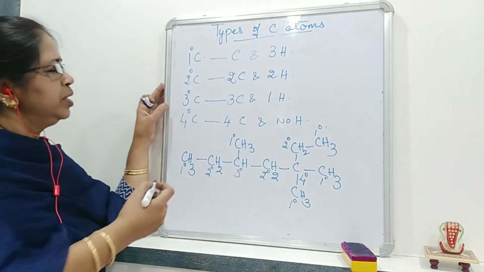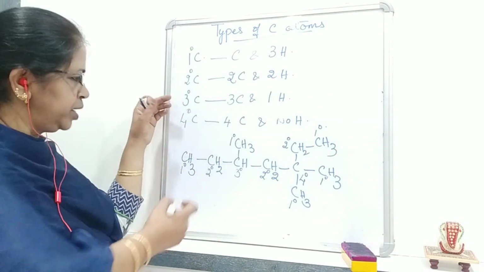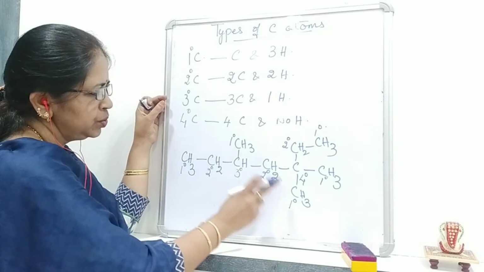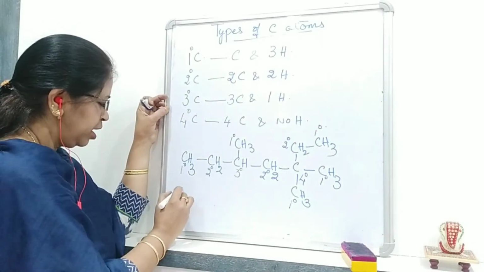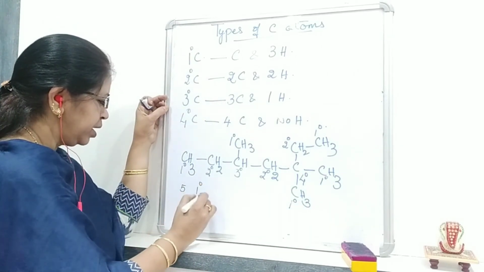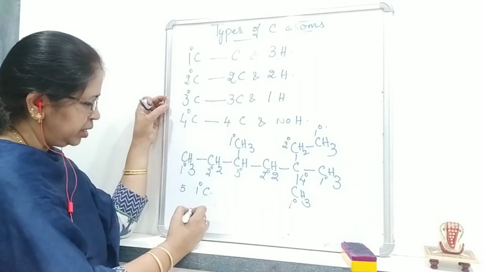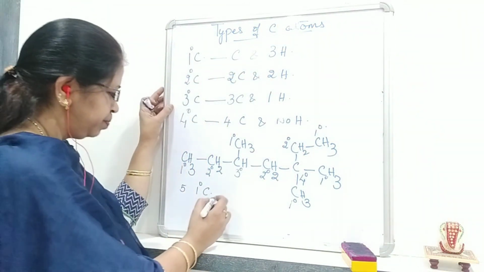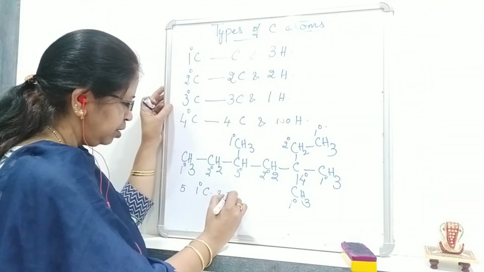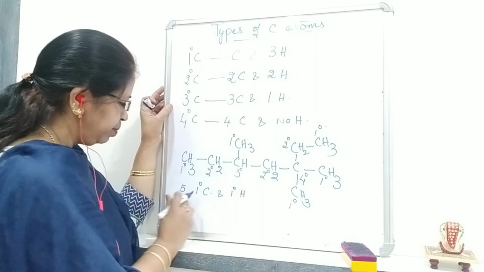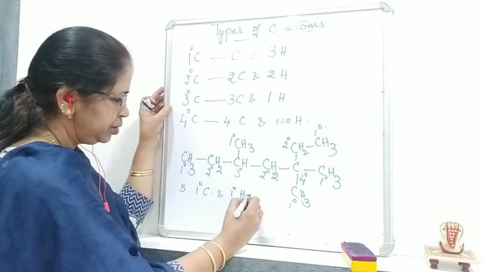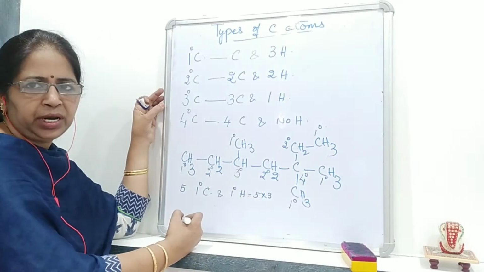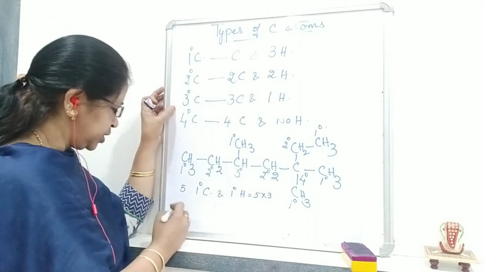We can easily write it if we know how many primary carbons are present in this: 1, 2, 3, 4, 5. There are 5 primary carbon atoms and each primary carbon atom has 3 hydrogen atoms. So primary hydrogens is equal to primary carbon atoms into 3. Primary carbon atoms into 3 gives the number of primary hydrogens.